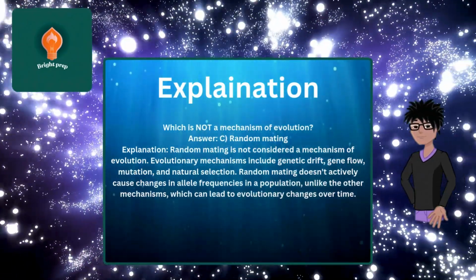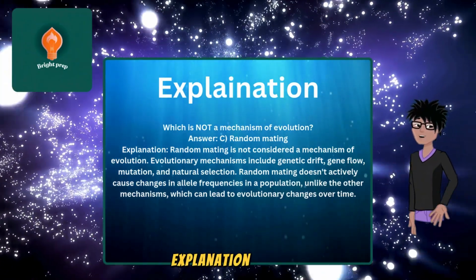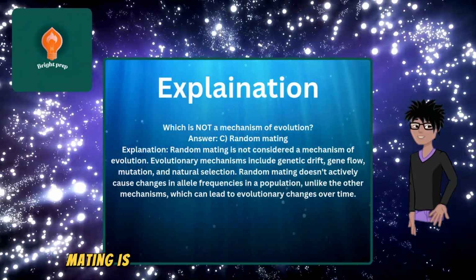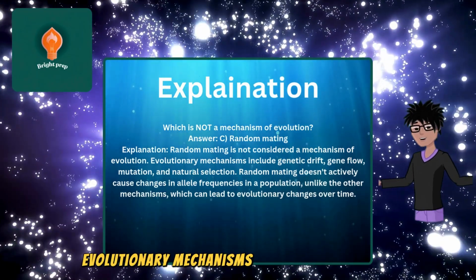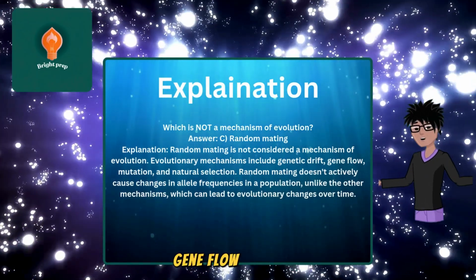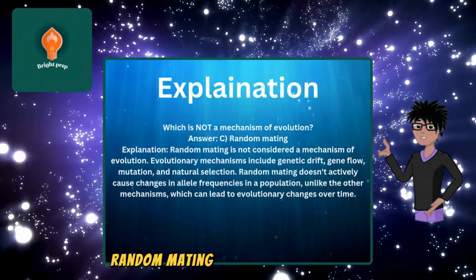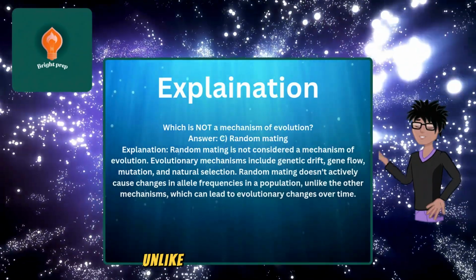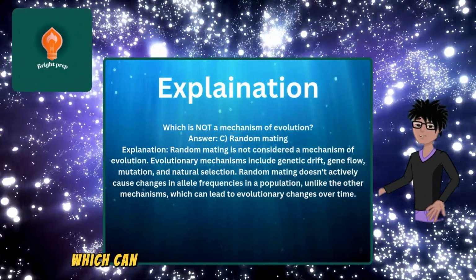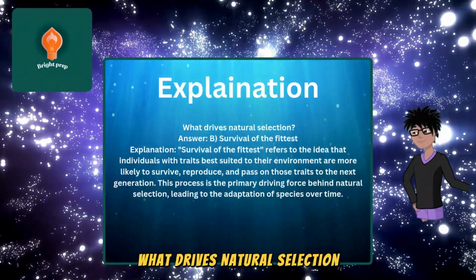of evolution. Answer. C. Random mating. Explanation. Random mating is not considered a mechanism of evolution. Evolutionary mechanisms include genetic drift, gene flow, mutation, and natural selection. Random mating doesn't actively cause changes in allele frequencies in a population, unlike the other mechanisms, which can lead to evolutionary changes over time. What drives natural selection?